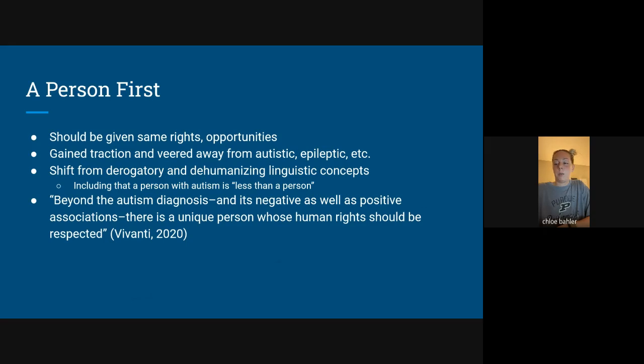Emphasis is put on being a person first, and all people should have equal rights and opportunities. The language form shifted from people being called autistic, epileptic, etc., which were derogatory and dehumanizing, including thoughts that a person with a disability is less than a person. Beyond the autism diagnosis and its negative as well as positive associations, there is a unique person whose human rights should be respected.